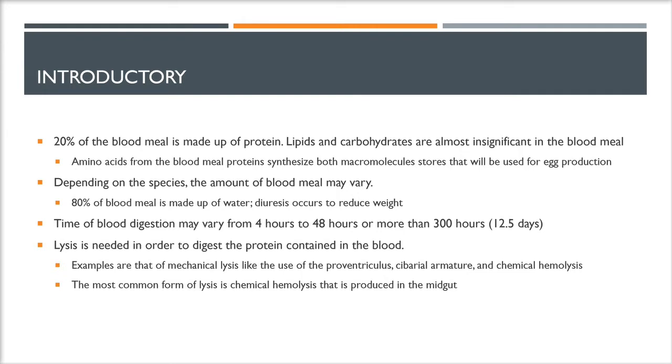The proventriculus can be seen as a pathway with teeth in order to shred the cells, or you may think of a shredder if that is easier to imagine. The other examples are non-physical, which are the use of cibarial armature and chemical hemolysis. This can sometimes be secreted by the saliva of the insect. The most common form of lysis is chemohemolysis that is produced in the midgut.